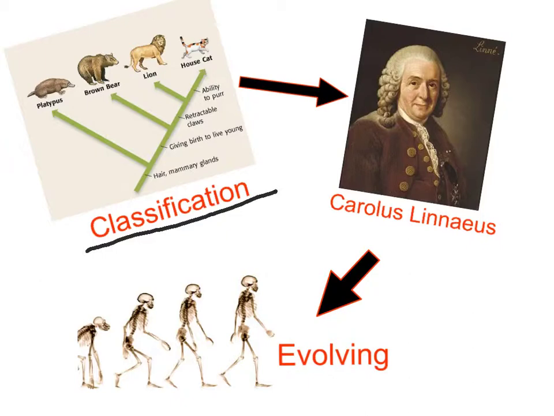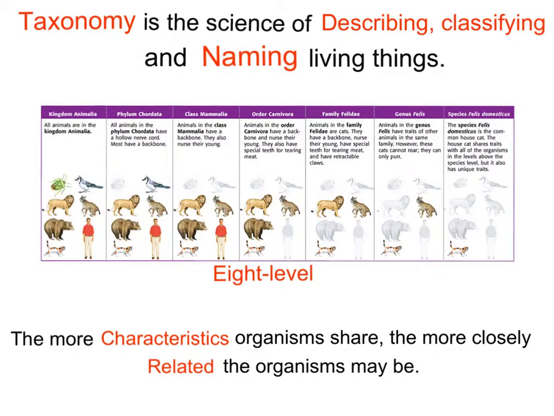Our modern system of classification is based on the system developed by Carolus Linnaeus in the 1750s. His system has undergone numerous revisions since then to our current system, which is still evolving with discoveries of new organisms. Taxonomy is the science of describing, classifying, and naming living things.